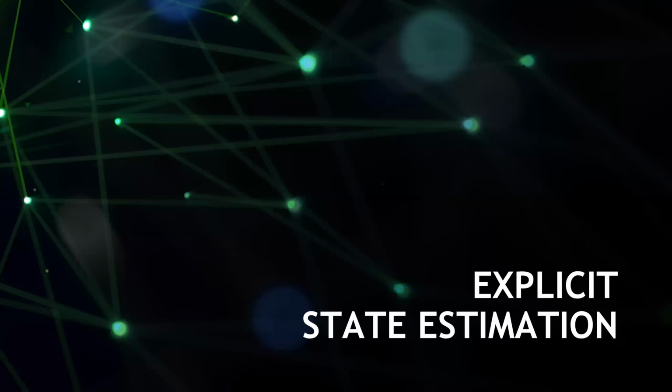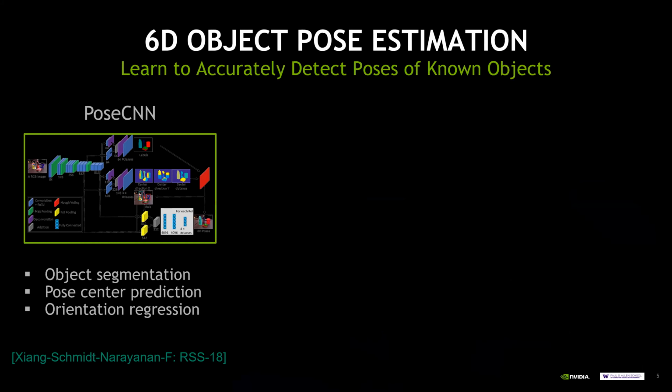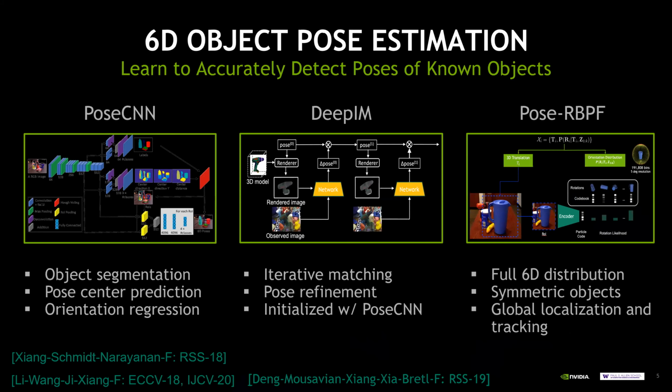Right? So for the first approach, let's go through what we've done. This is our existing pipeline, which is what everyone starts with, the explicit state estimation. Our explicit state estimation pipeline starts with 6D object pose estimation. Our 6D object pose estimation pipeline starts with PoseCNN, which is work from RSS a couple of years ago, and that segments out the objects, predicts object centers, and estimates the orientation. That connects to DeepIM, which iteratively refines object pose estimates using models. So we can get very accurate poses initialized from PoseCNN. And then from there, we have PoseRBPF, RSS work from last year, actually.